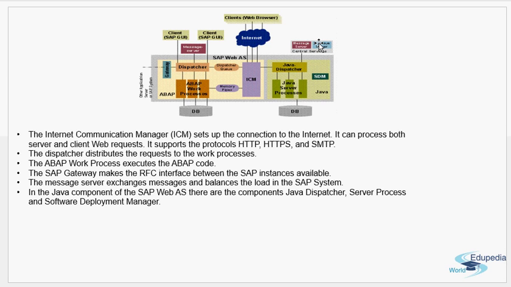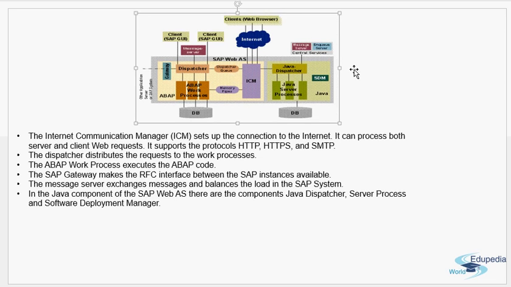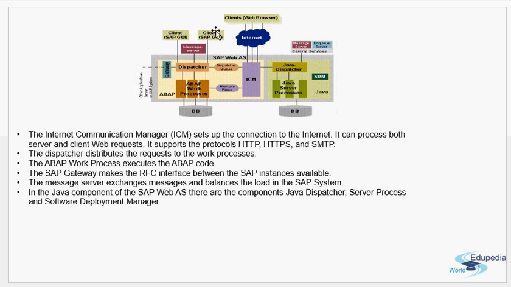So the requests come, and here also the ICM plays a critical role. Once the requests are sent, they go to the Java dispatcher, and then they get processed through the Java server process in the database. And here we have one more component known as Software Deployment Manager. We'll discuss the Java part in detail later. In our present training, we'll concentrate more on the ABAP stack.